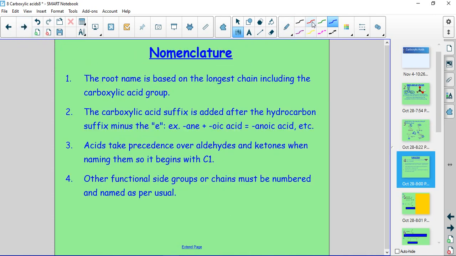Okay, now nomenclature. The only thing I want to mention here is that you would take the ending of your parent hydrocarbon, take out the E, and add oic acid. So if it were an alkane, it would end with oic acid. Now that sounds strange, but it'll make more sense hopefully when we get to an example, which we'll do right now.